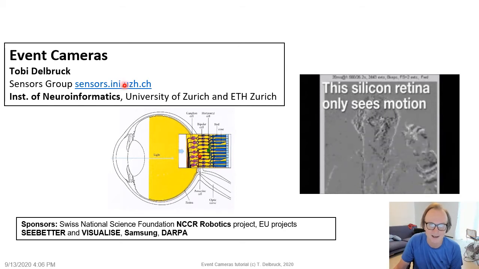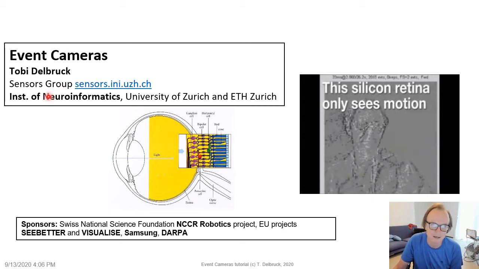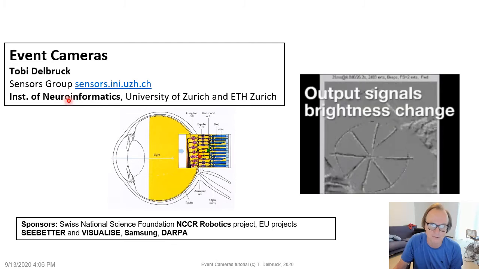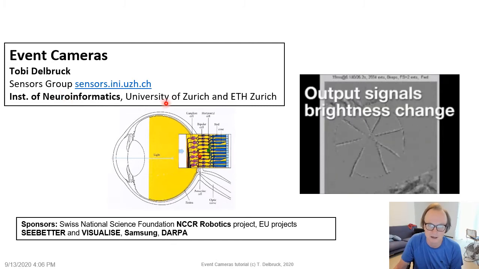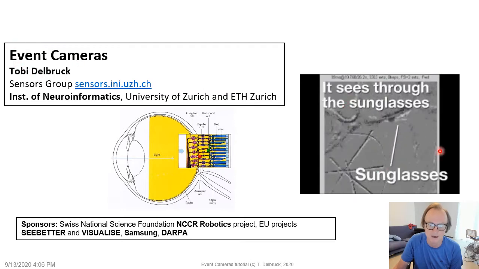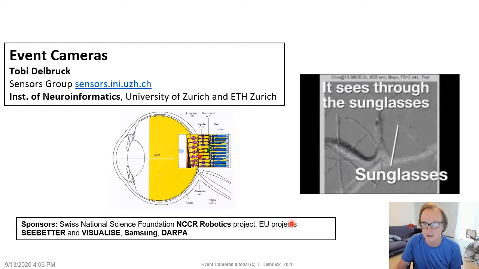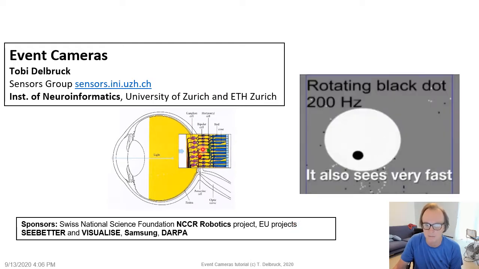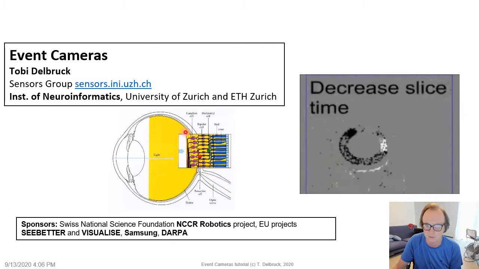Hello, everybody. My name is Tobi Delbruck. I'm at the Sensors Group at the Institute of Neuroinformatics, University of Zurich and ETH Zurich, and this tutorial is about event cameras that mimic somehow, as seen in this video, the spiking output of the eye that puts out brightness changes and somehow mimics a very simplified functionality of the real retina.